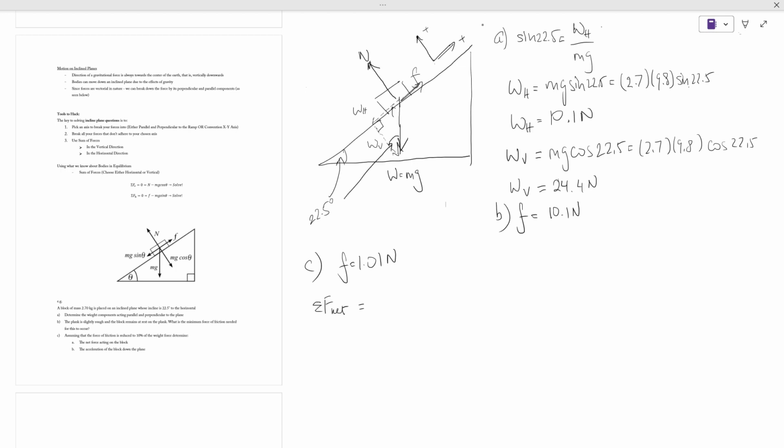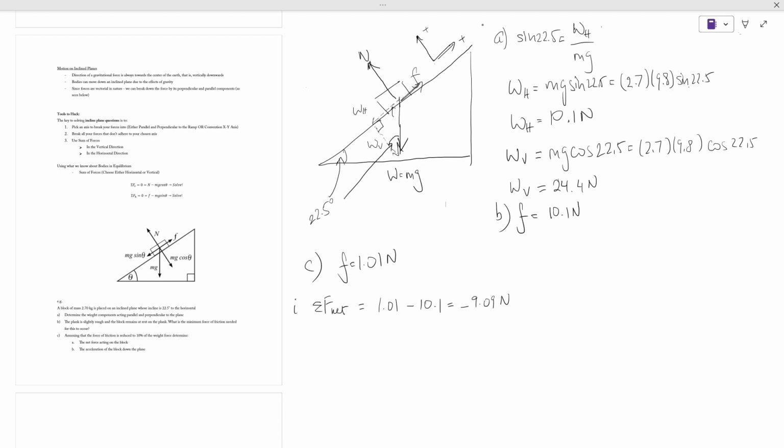F net is equal to, you still have your weight force as 10.1, right? And we've taken everything to the right as positive. So obviously the frictional force is in that direction. So you go 1.01, take away the horizontal component of the weight force, which is 10.1, right? Which gives you negative 9.09 newtons going to the left. So it is slipping, right?